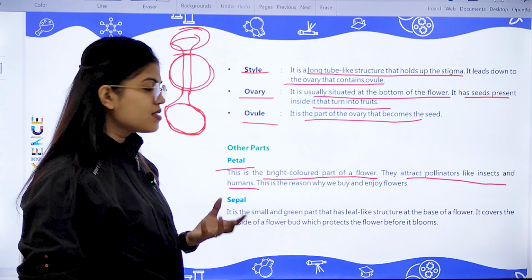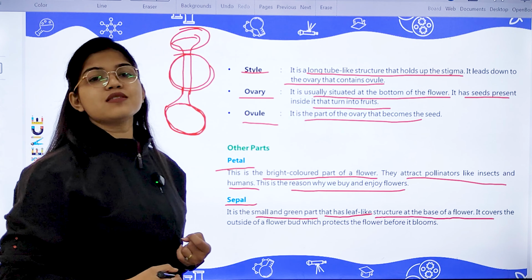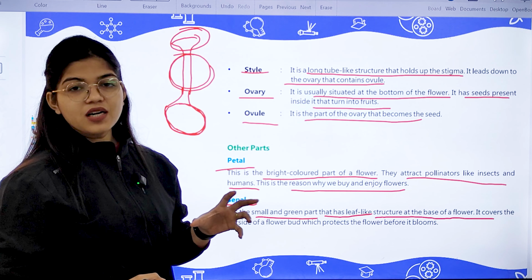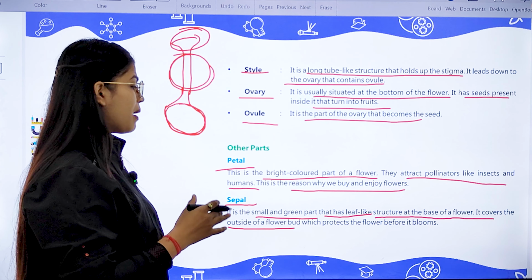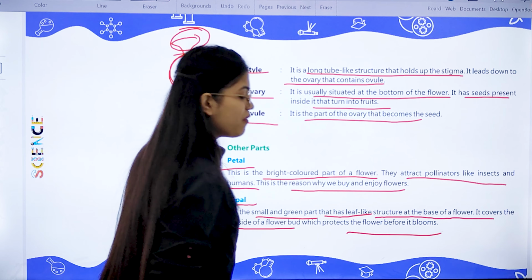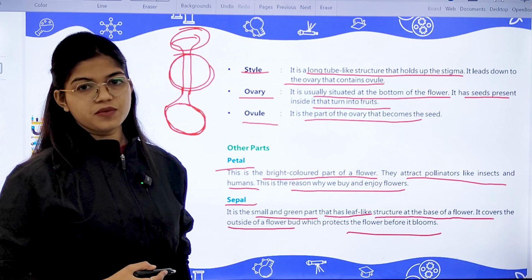Then next we have what? Sepal. Sepal is a small and green part that has a leaf-like structure at the base of a flower. What they're saying is that the small and green part which is present at the base of a flower is known as sepal. What does it do? It covers the outside of a flower bud, and also the sepal protects the flower before it blooms.